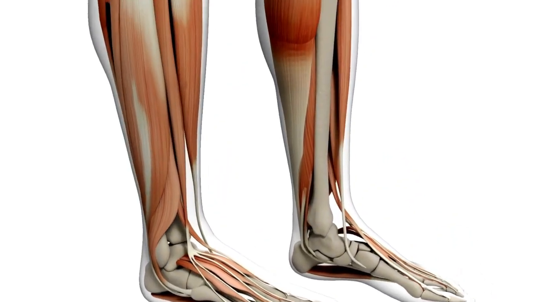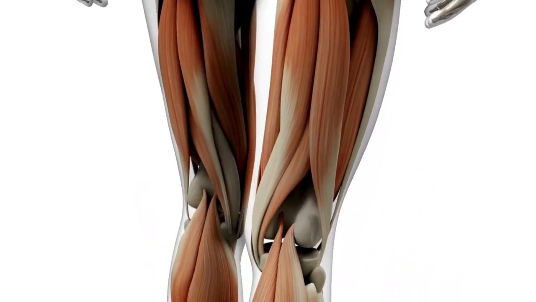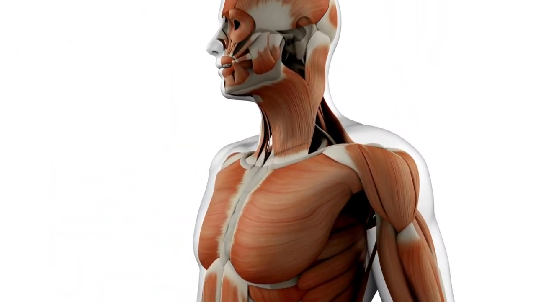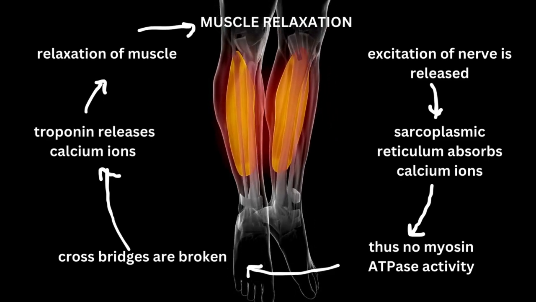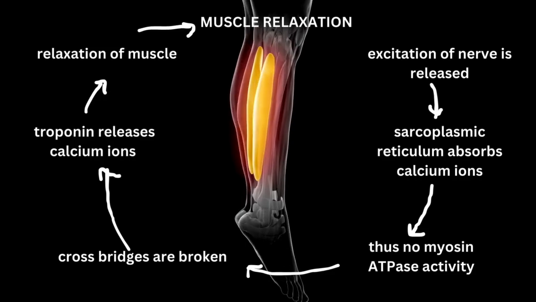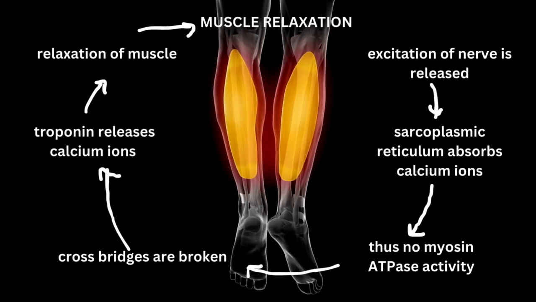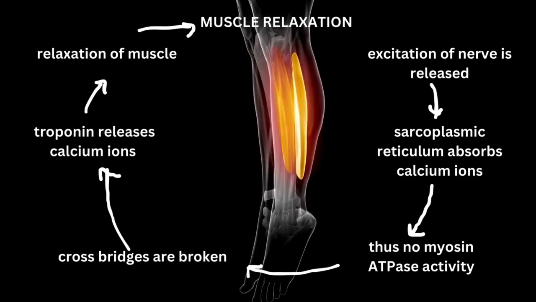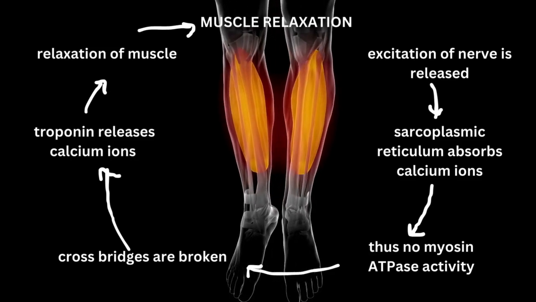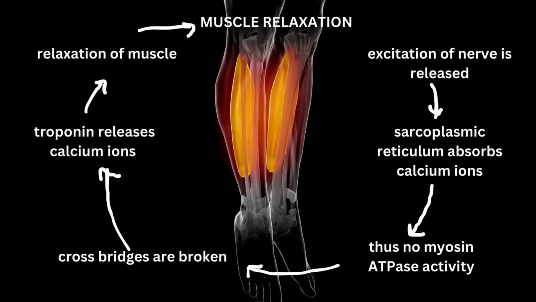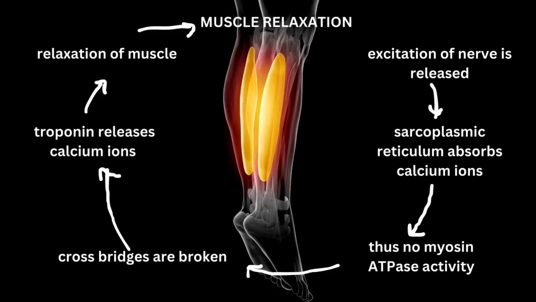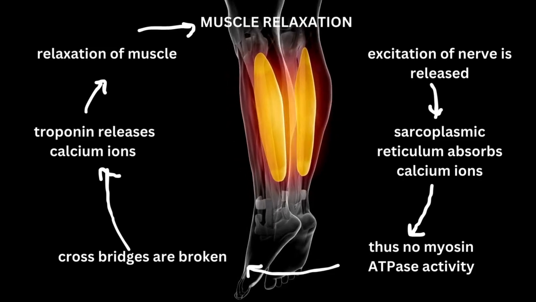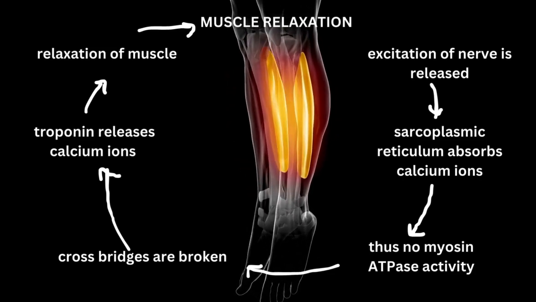Now let's also discuss muscle relaxation. When muscle relaxation happens, the excitation of the nerve is released, due to which the sarcoplasmic reticulum absorbs more calcium ions from the sarcoplasm. Thus, the myosin ATPase activity is inhibited. The cross bridges are also broken down, and thus the relaxing muscle is restored. That is how the process of relaxation of muscles happens. For easy understanding, I have given you a small picture coming under one note. If you want, I can also add more into the description box for easy understanding of contraction and relaxation.